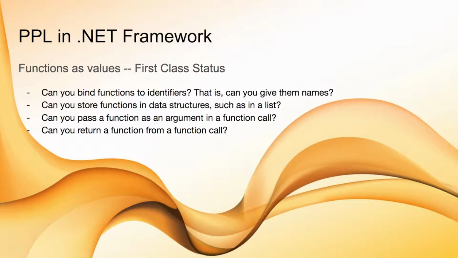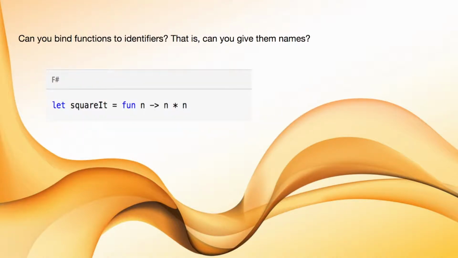In the .NET framework, a function can be used in the following ways. Here's an example of a function being bound to an identifier, meaning it is given a name. The following example defines a function named squareIt by binding the identifier squareIt to the lambda expression seen below. Function squareIt has one parameter in, and it returns the square of that parameter.